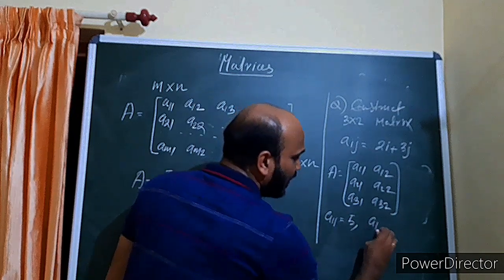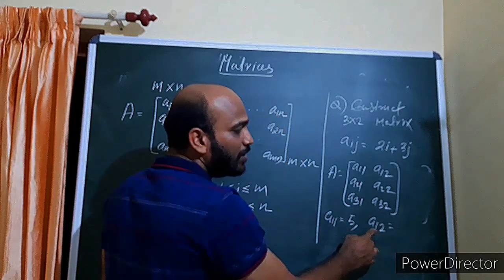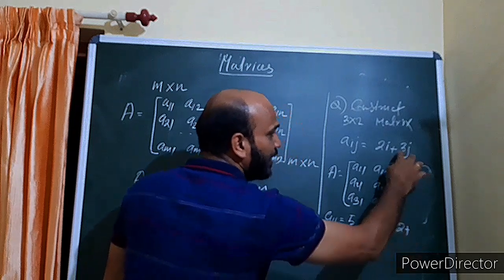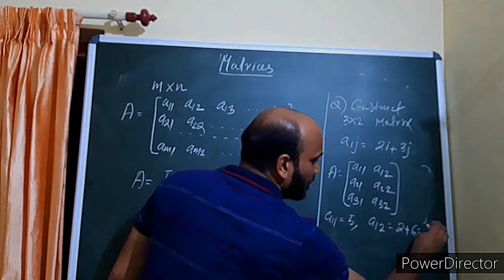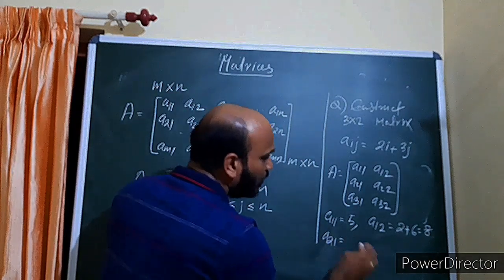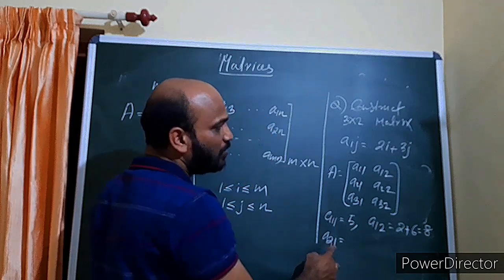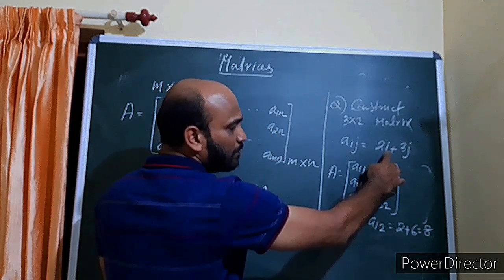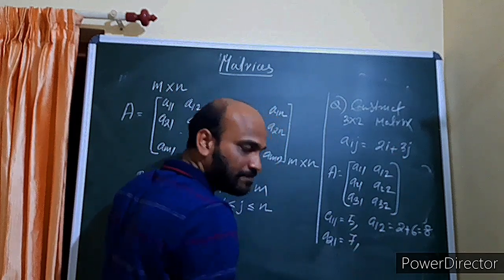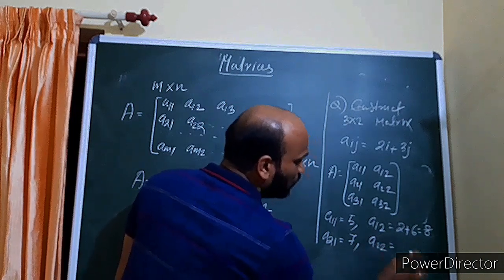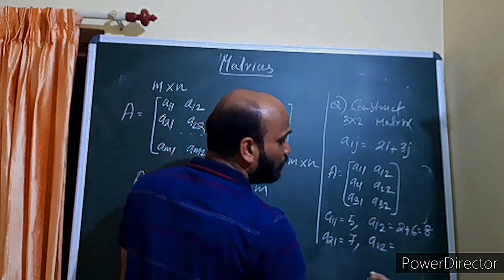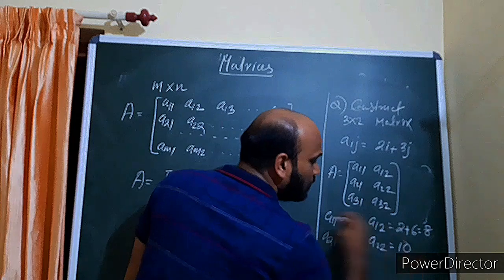Then find A12. That means i equal to 1 and j equal to 2. So 2 into 1, 2, plus 3 into 2, that is 6. So A12 will be 8. Then A21, that is i equal to 2 and j equal to 1. So 2 into 2, 4, plus 3 into 1, that is 3. 4 plus 3 equal to 7. A22, i equal to 2 and j equal to 2. So it will be 2 into 2, 4. 4 plus 6 will be equal to 10.